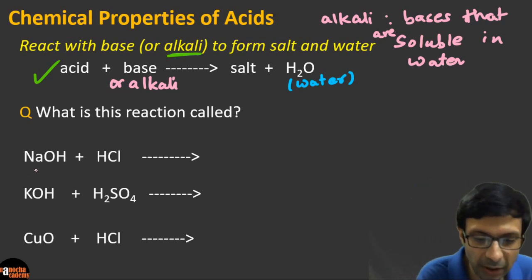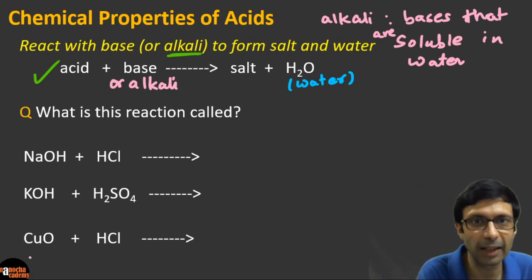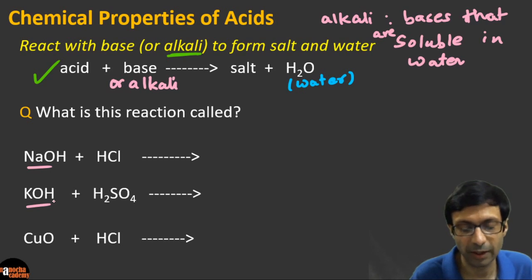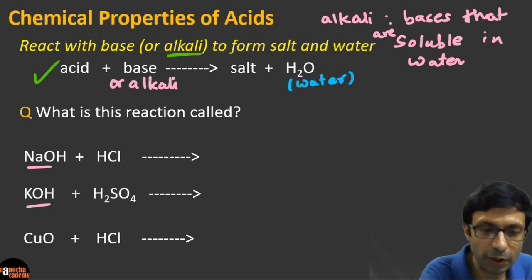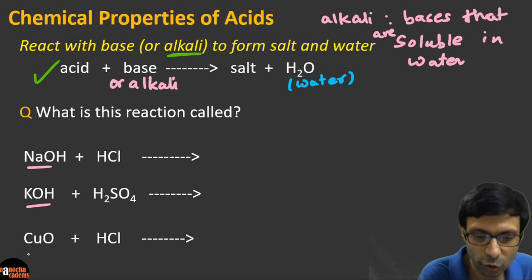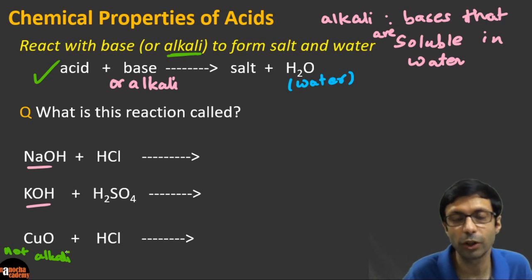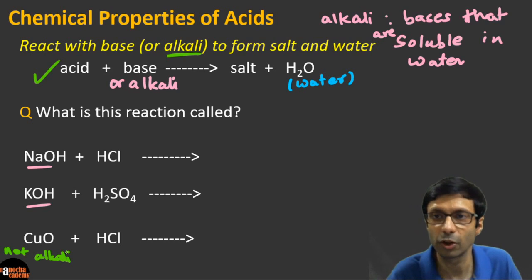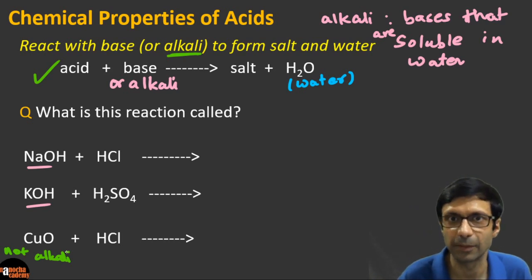And good examples are, so from this list, can you tell me who are the alkalis? So it's going to be sodium hydroxide here is an alkali and potassium hydroxide. Okay, these are the alkalis here. Copper oxide is not soluble in water, and so this is not an alkali. So you need to learn the list: sodium hydroxide, potassium hydroxide, ammonium hydroxide. These are all alkalis. Okay.